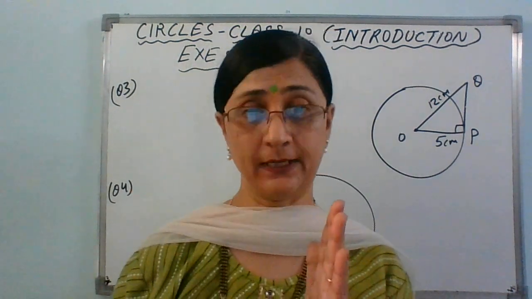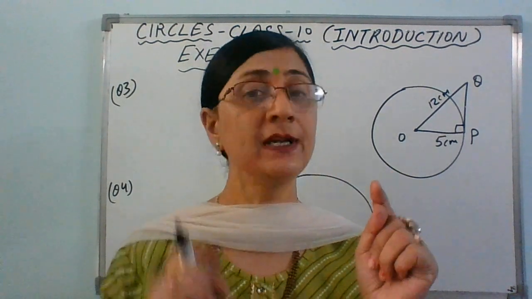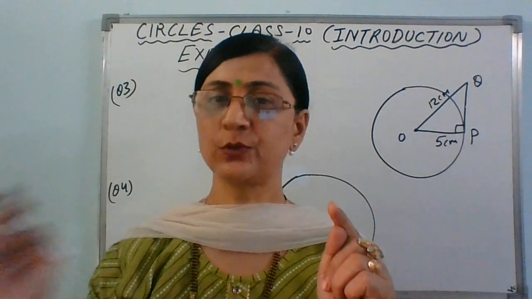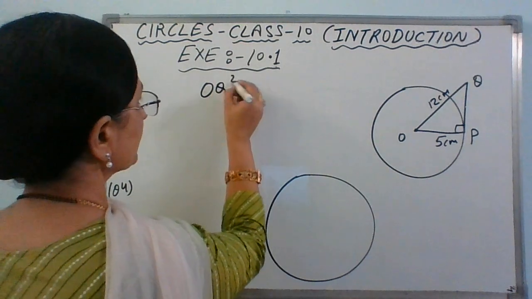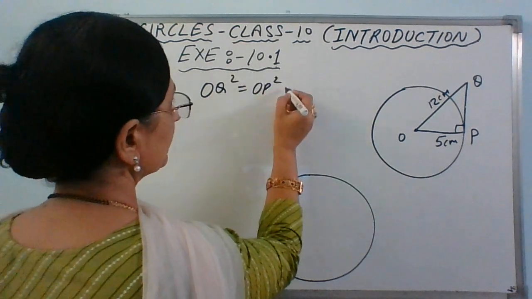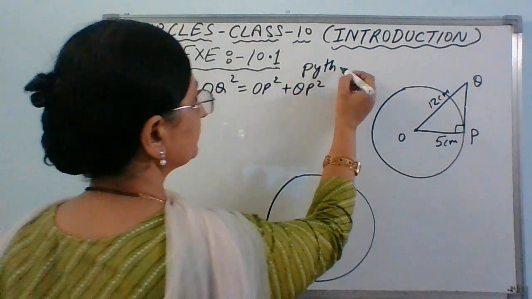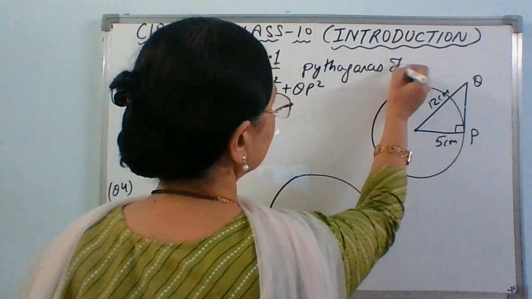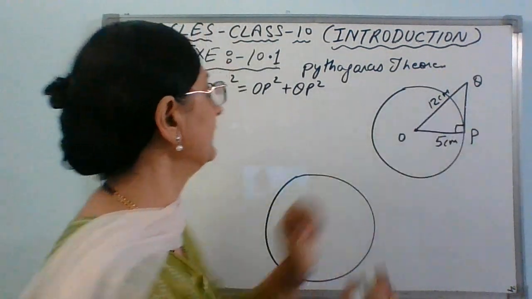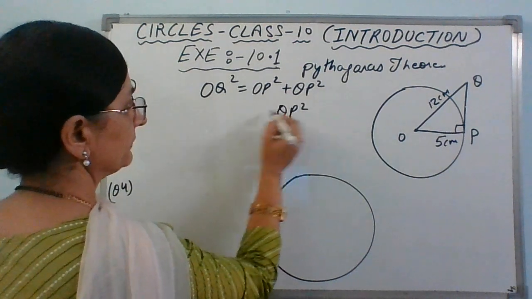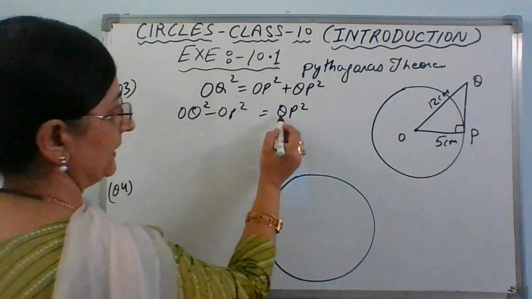The square of the hypotenuse is equal to the square of the base plus the square of the perpendicular, right? So here what is the hypotenuse? It's OQ. So OQ square equals OP square plus QP square. So that is the Pythagoras theorem. Now if you have to find this side, it can be found by OQ square minus OP square, right?